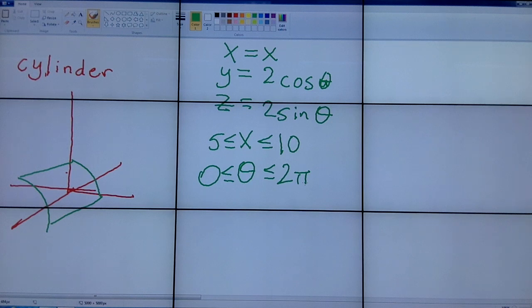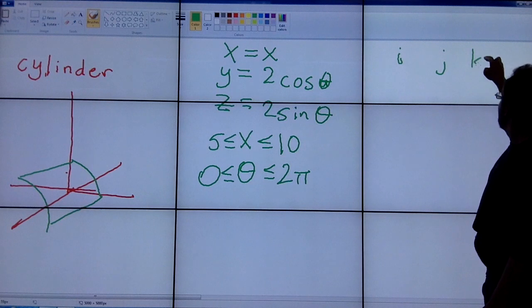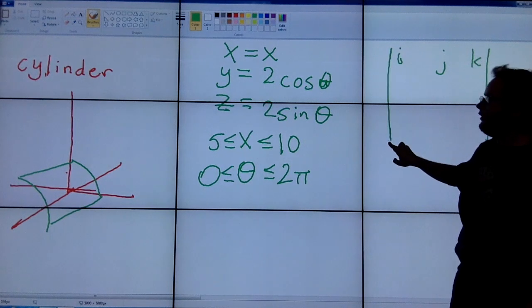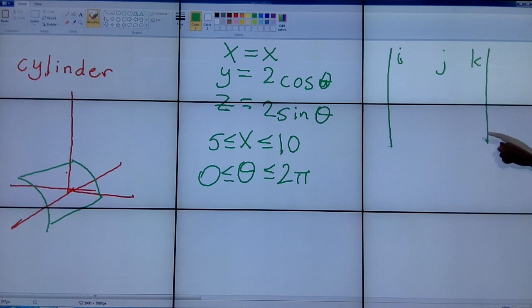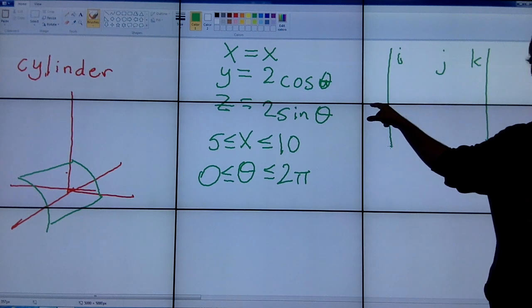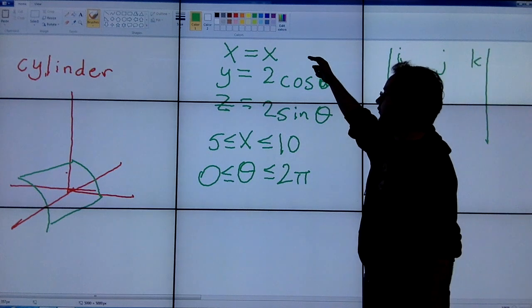Step 2 is finding r_u cross r_v. So here's i, j, k. When I say r_u cross r_v, u and v are general terms for the parameters in your parameterization, but we're not using u and v. What variables do I see on the right-hand side of my equations? Theta and x. Let's take the partial derivative with respect to x.